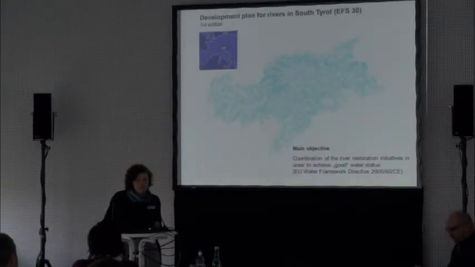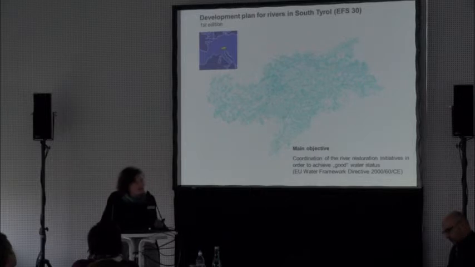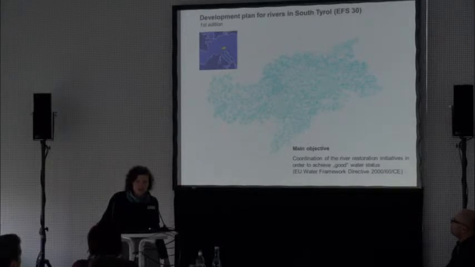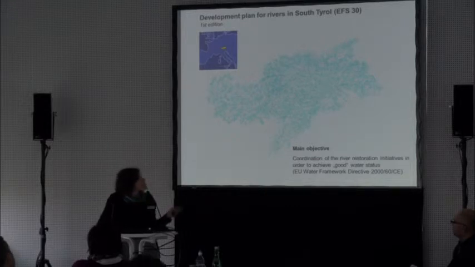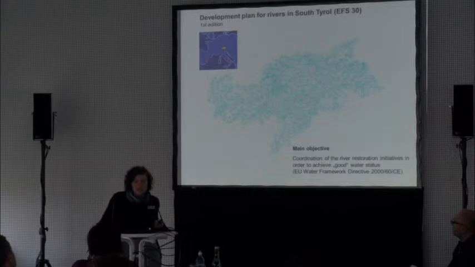In we have now first edition, here you see where South Tyrol is situated. It's in the middle of the Alps, in the north of Italy. The main objective of our development plan, we see here the shape of South Tyrol, is just all the rivers that we have in South Tyrol and that are forming the shape of the land.